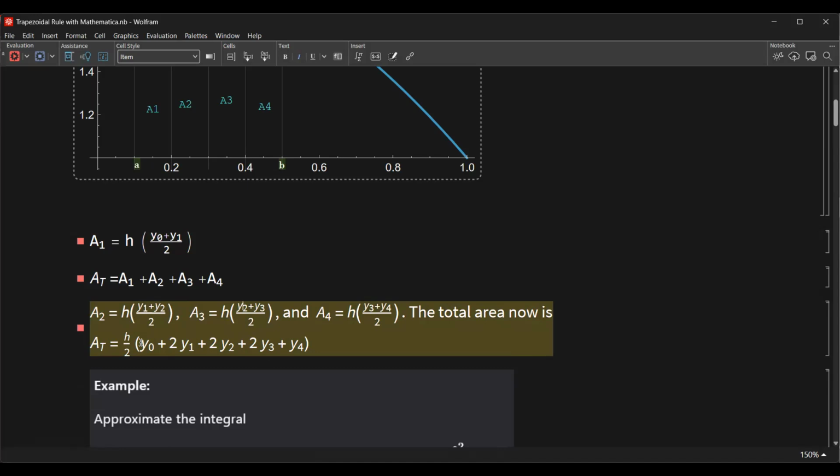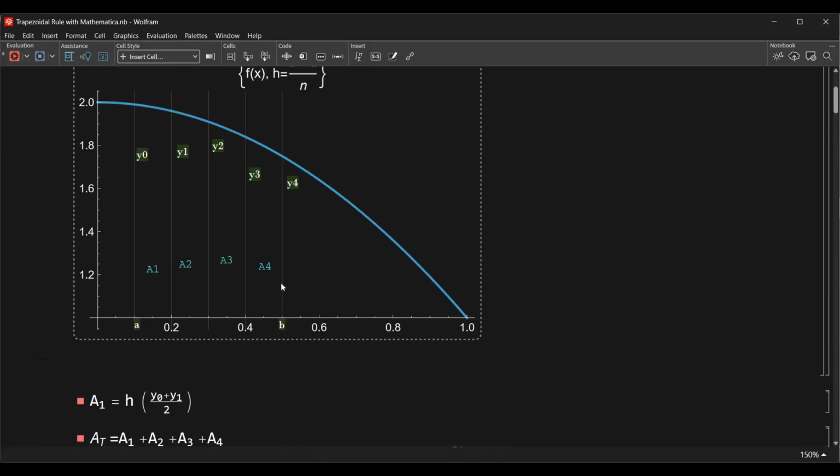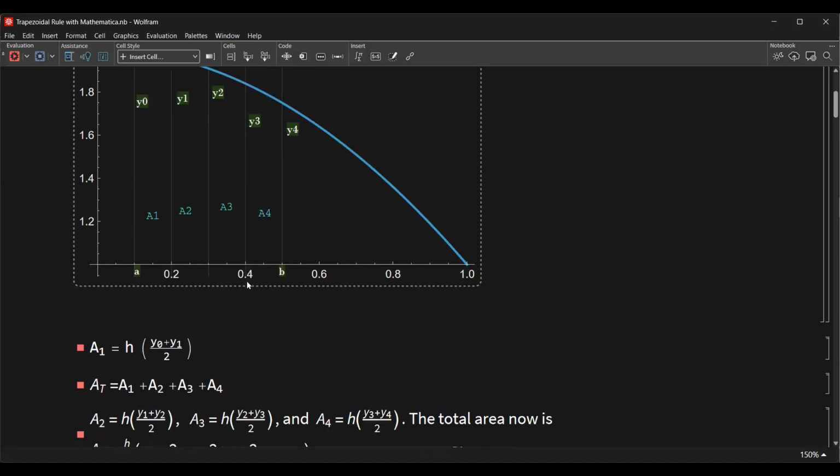Then we have only one y sub 0 here, and only one y sub 4 here. And we factor out the h over 2 here. So that is the total area under the curve here for the given area, the total area for area 1, area 2, area 3, and area 4. Okay.